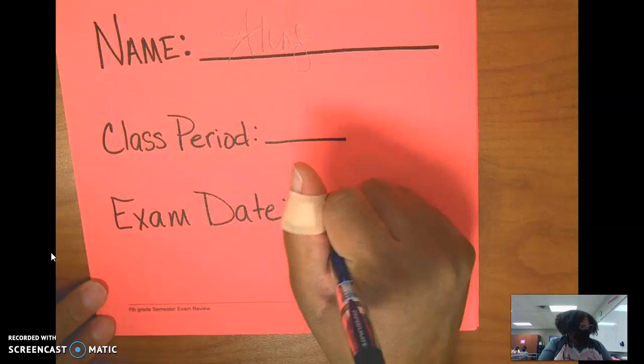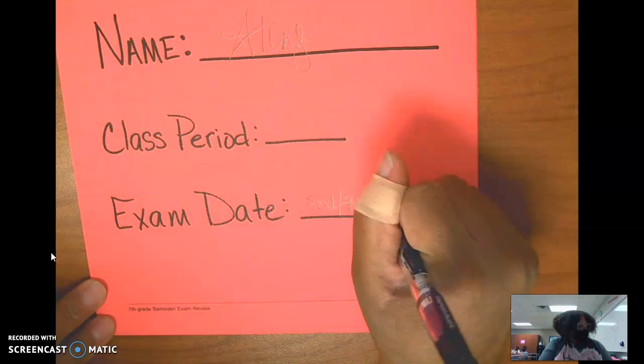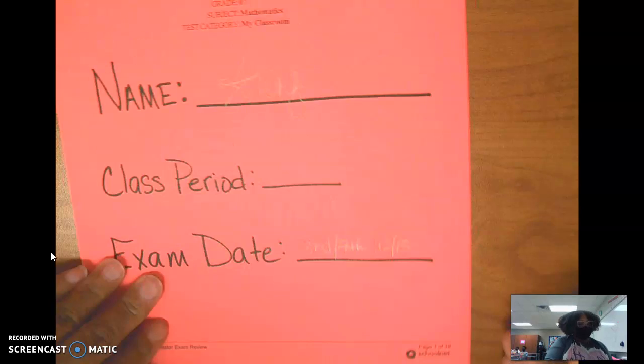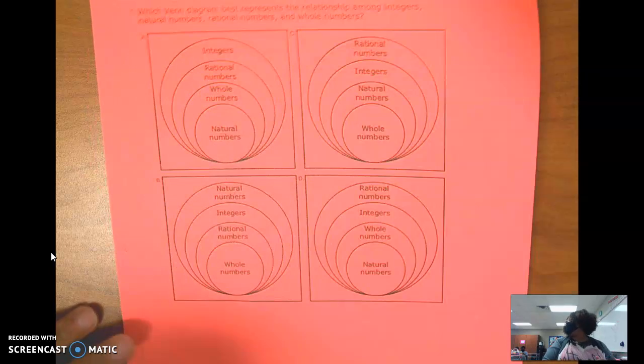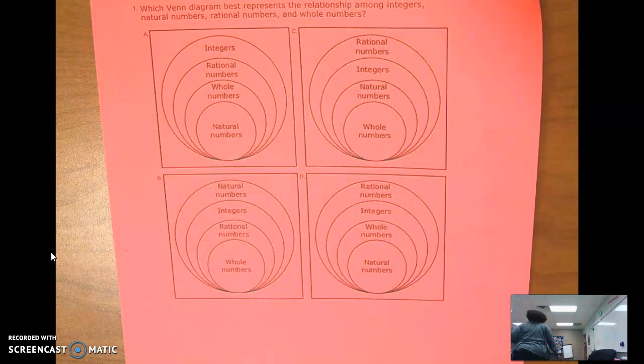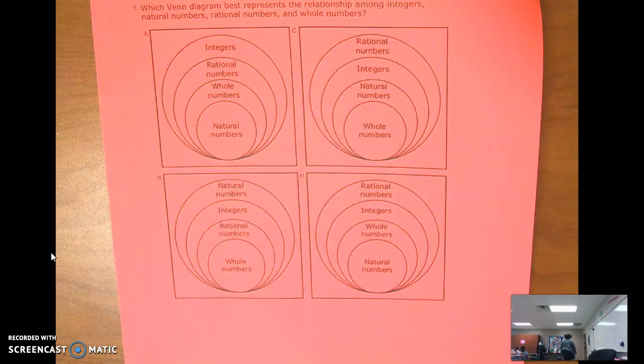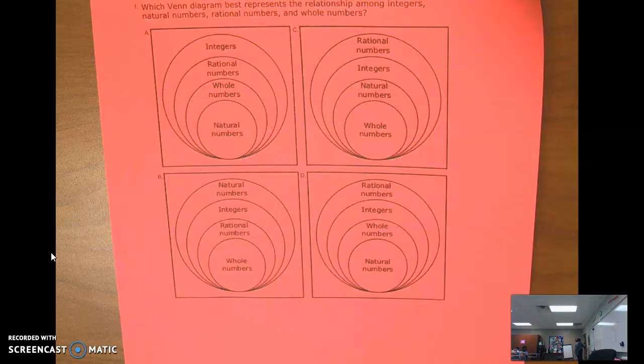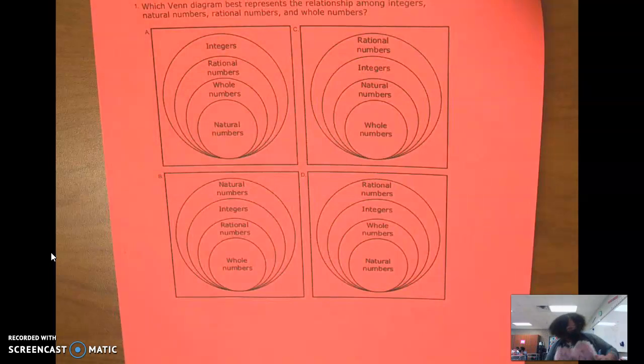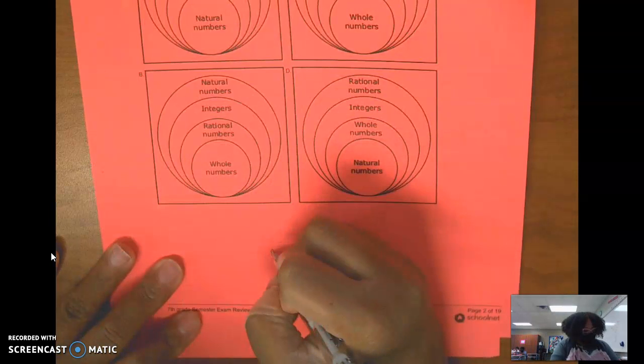Third and seventh is 12, 15, and then I'll look at the rest later. Okay, first question. This is the Venn diagram visual that we have discussed at the beginning of the year. What's the smallest set of numbers that belongs in the center or in the smallest circle? Natural numbers. So I'm going to come down here and write natural.